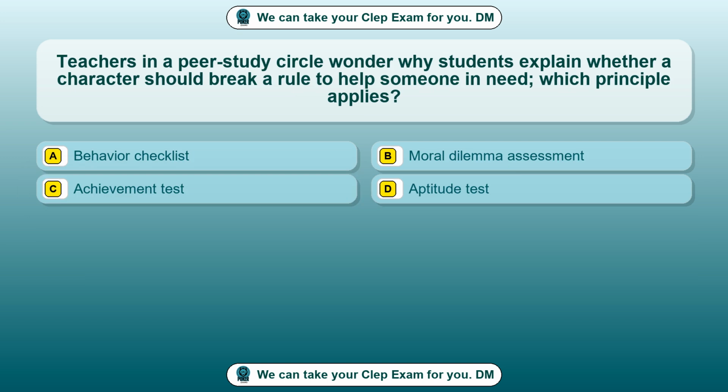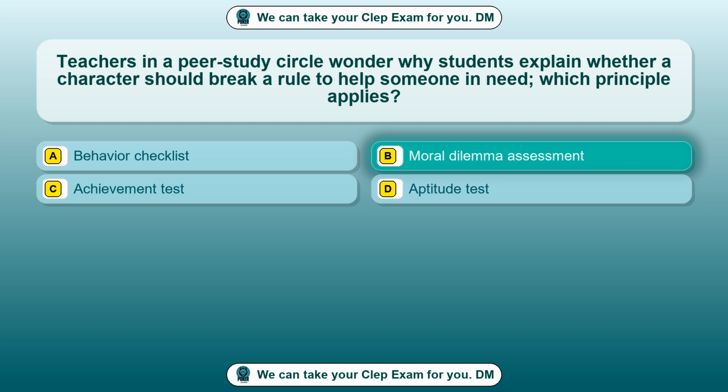Question 87. Teachers in a peer study circle wonder why students explain whether a character should break a rule to help someone in need. Which principle applies? Option A, behavior checklist. Option B, moral dilemma assessment. Option C, achievement test. Option D, aptitude test. The correct answer is option B, moral dilemma assessment.